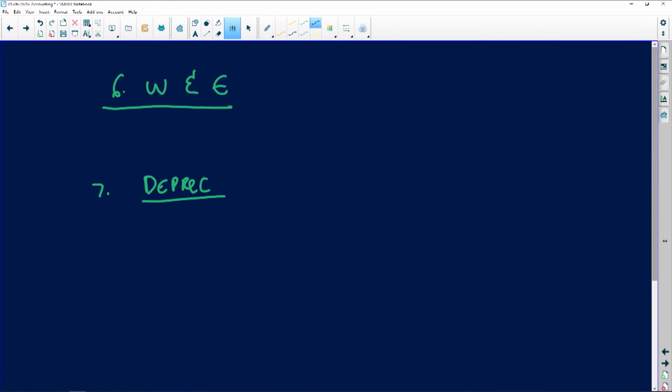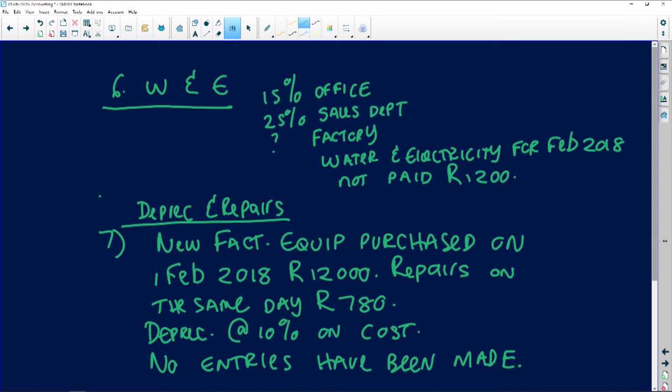Okay, but that's not an issue because we can always write the information down. So the information reads as follows. Water and electricity, 15% of the amount is allocated to the office and 25% is allocated to the sales department. The rest applies to the factory, and they haven't given us the percentage that applies to the factory. Remember, this is what we are interested in.